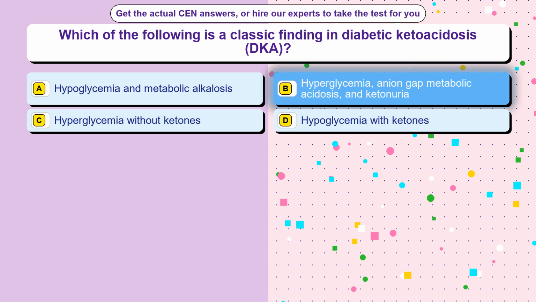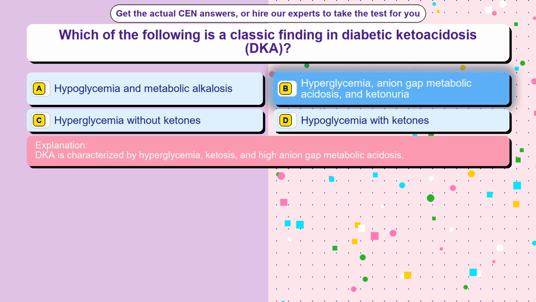The correct answer is option B, hyperglycemia, anion gap metabolic acidosis, and ketonuria. DKA is characterized by hyperglycemia, ketosis, and high anion gap metabolic acidosis.